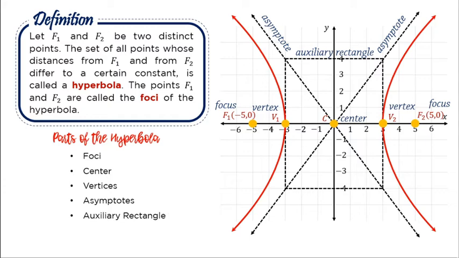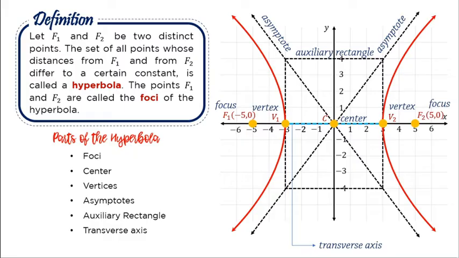Okay? Now, if we connect V sub 1 and V sub 2, we can actually get an imaginary line segment here, V sub 1 and V sub 2. This is what we call the transverse axis.